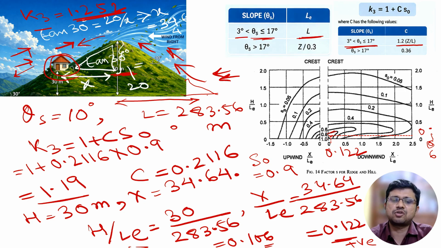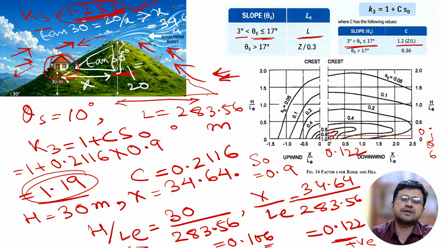But normally, if we are doing one simple hand calculation, it will be good if we consider the higher value. That means K3 equals 1.252. We can consider this particular value for doing all our problems, and it is also okay. But we can also consider these two separate values, 1.252 and 1.19, separately. If we consider separate calculations for two different wind directions, it will also be okay.